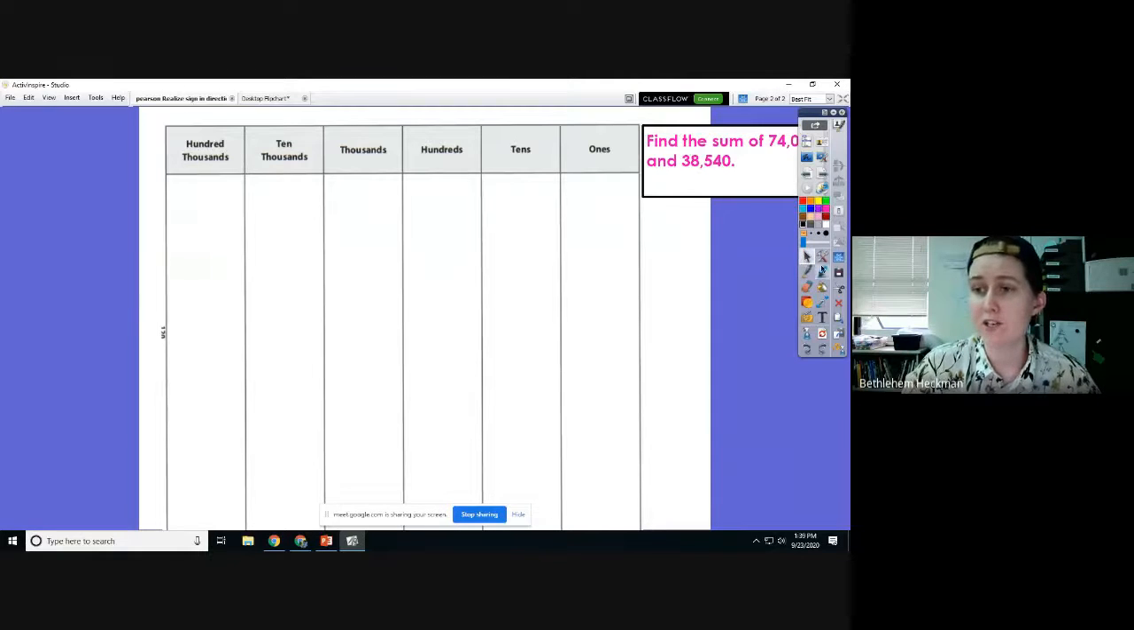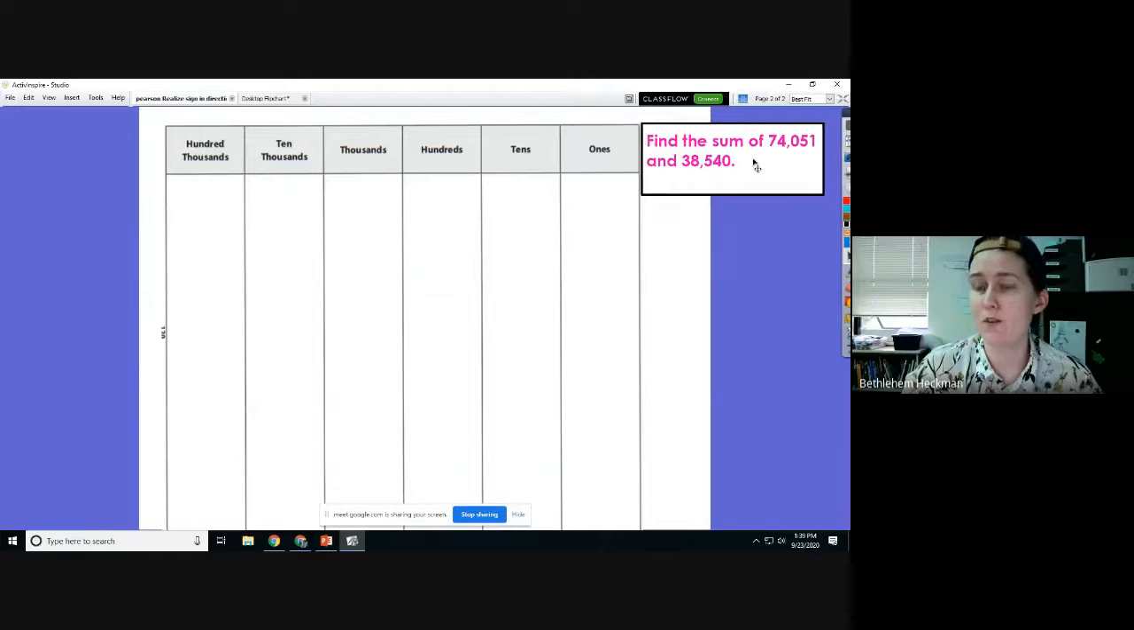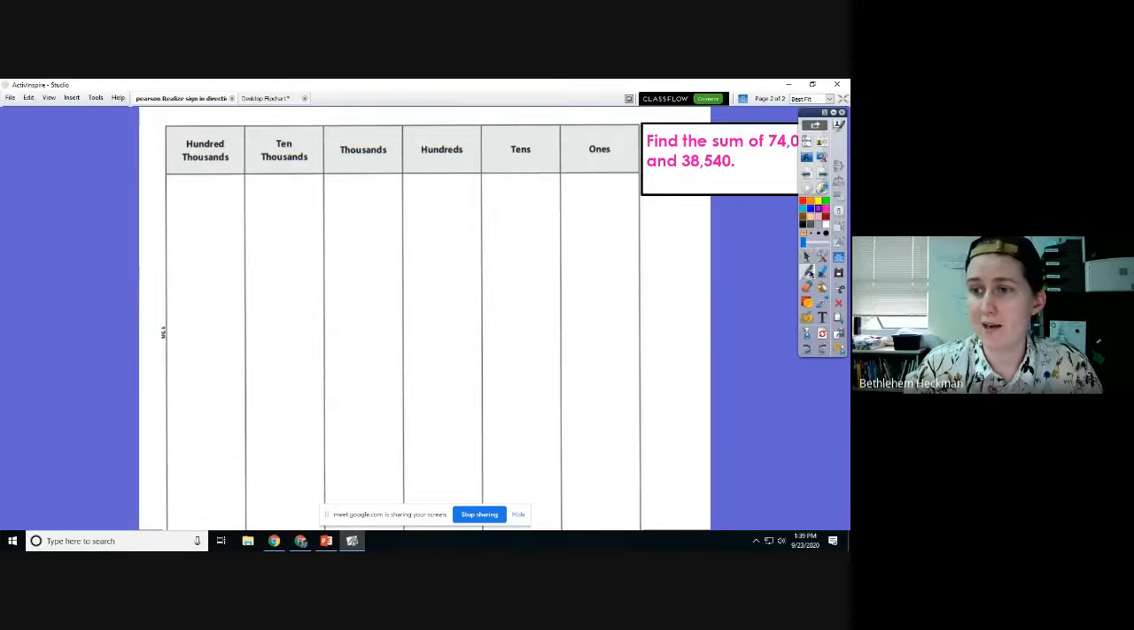You might get a question like this. Find the sum of 74,051 and 38,540. And when that happens, they're asking you to find a sum, or both numbers totaled together, and that's addition. So we're going to do that now, and I'm going to do it on a place value chart like this one. I'm just going to use black and a pen here, and we're going to go ahead and get writing.